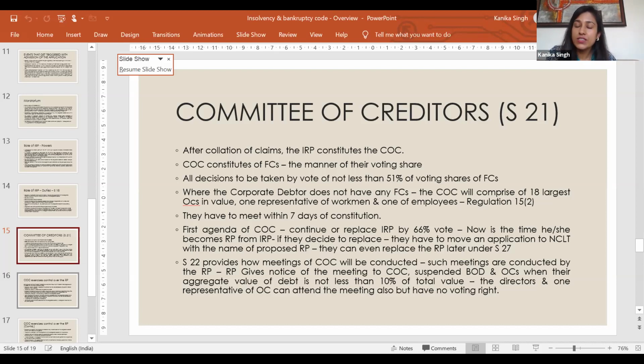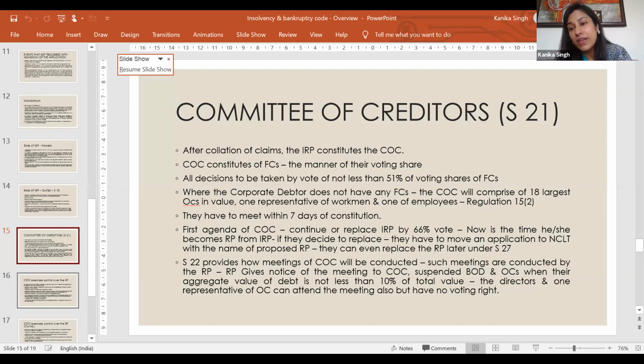Once the committee of creditors is constituted, they have to meet within 7 days. What is the first thing that they have to do upon meeting? The first thing that they're supposed to do upon meeting is to decide whether they want to continue with the interim resolution professional as appointed or replace him. They need to decide this by a 66% vote. If they decide to continue with him, very good. They just write to the NCLT saying that we are continuing with the same person that you've appointed.